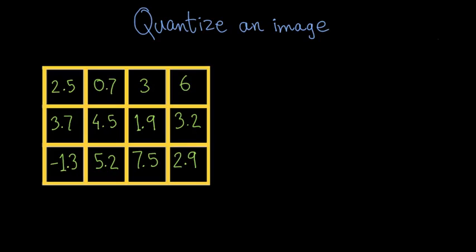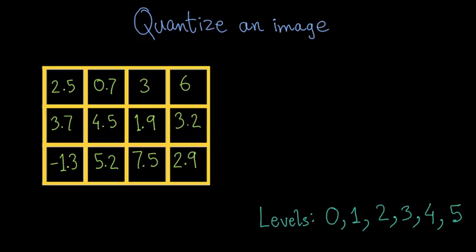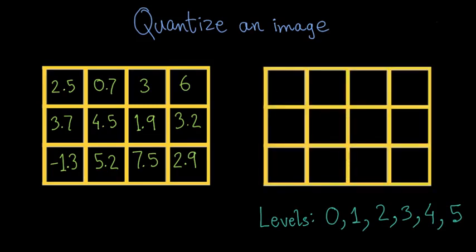But what if we could only represent a small set of integer values, say between 0 and 5? How would you quantize this matrix so that the result consists of only the integers 0 through 5? Enter the converted values in the corresponding boxes. Assume that we always round down. For example, 1.8 becomes 1.